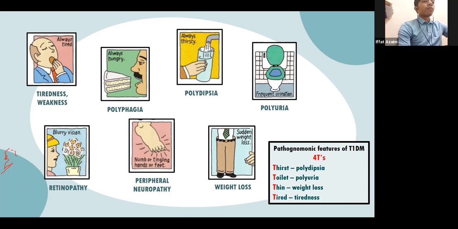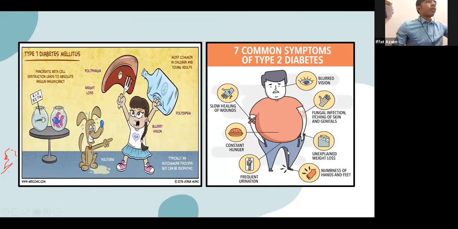In the pediatrics and child health textbook from UM Press, one of the mnemonics or acronyms that we can use in order to remember the symptoms for type 1 diabetes mellitus is the 4T, which is thirst, toilet, thin, and tired, for polydipsia, polyuria, weight loss, and also tiredness. And this is what we can quite easily remember through this picture.